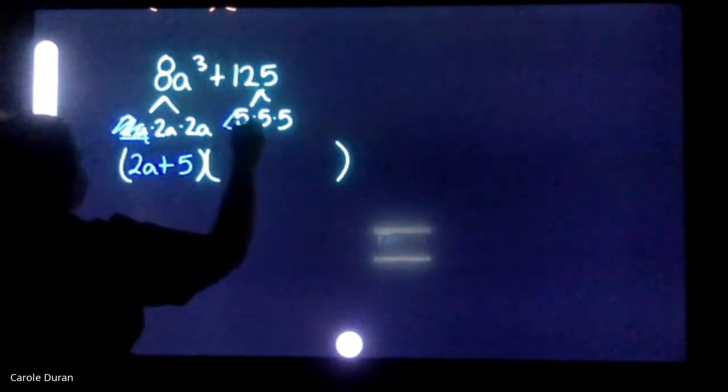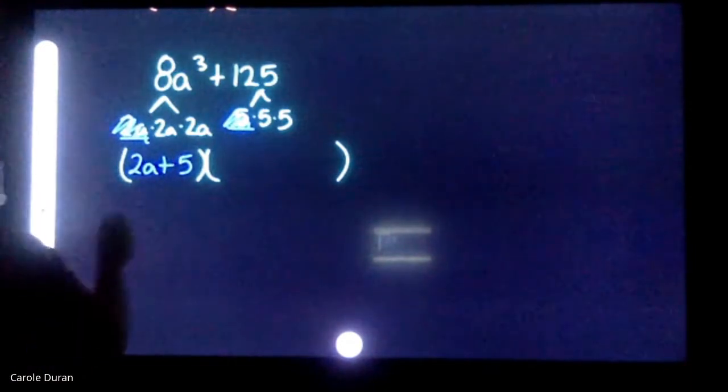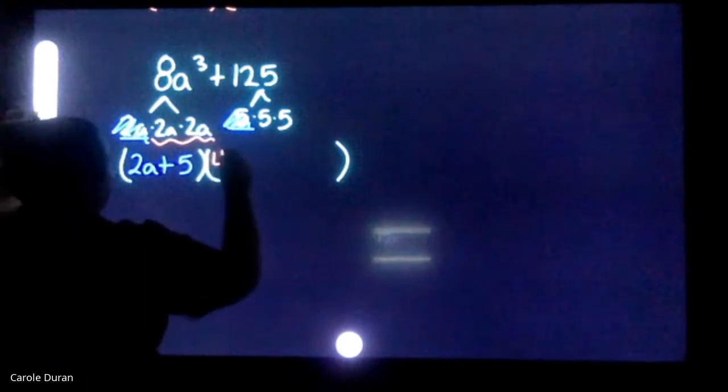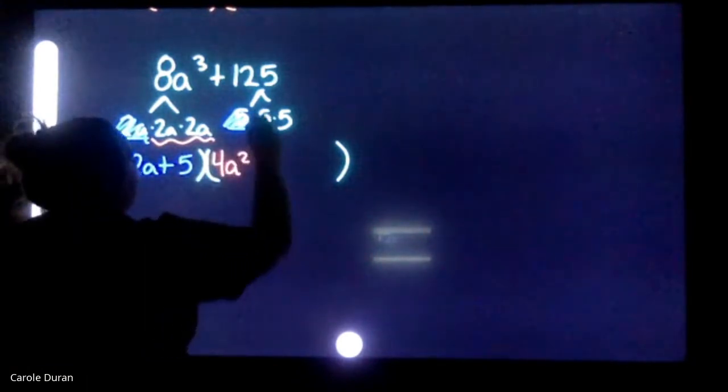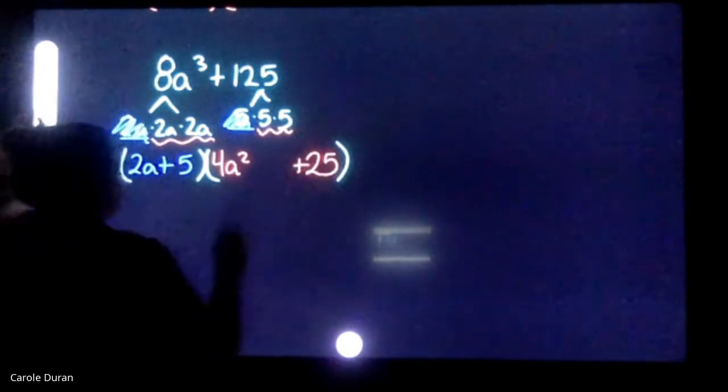Once I use them, I like to cross them off so I don't use them again. For my second factor, I take the roots that are left from my first term and I multiply them together. Then I take the roots that are left from my second term and I multiply them together, and they become my third term in the factor.